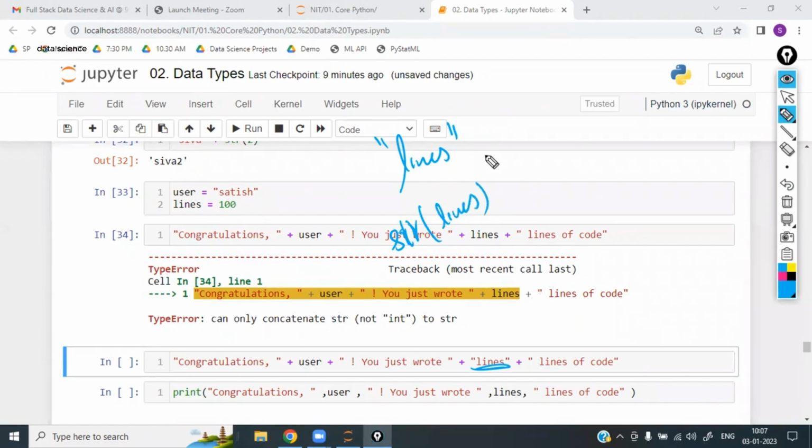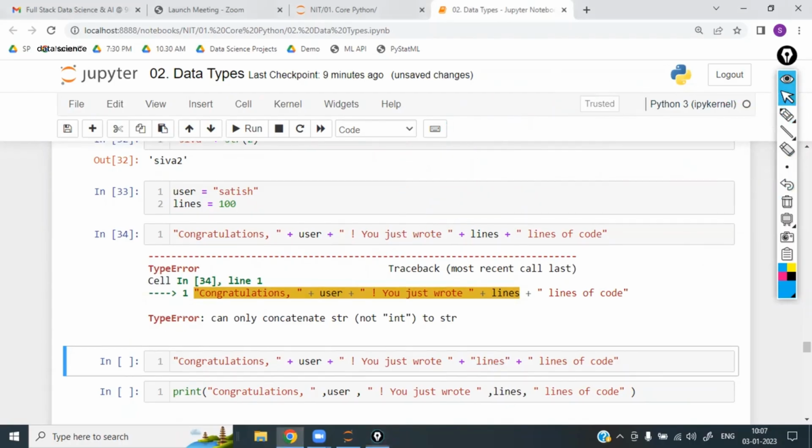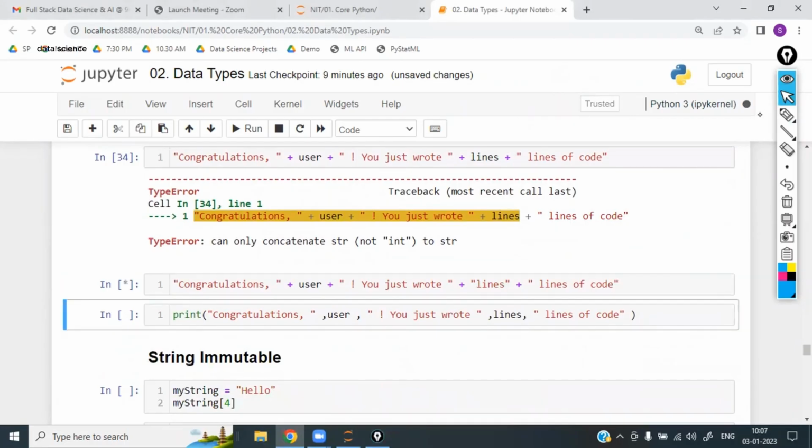What is the output of this one? Directly it is also going to print the lines only. What is the output of this one? String of 100. That is the difference. I want the string of 100, then I have to take str of 100, not simply lines. If I write lines like this, then it is going to take this one also as lines.